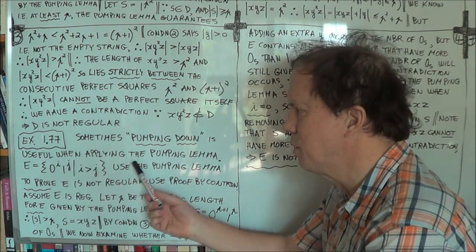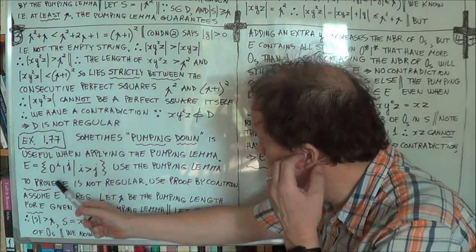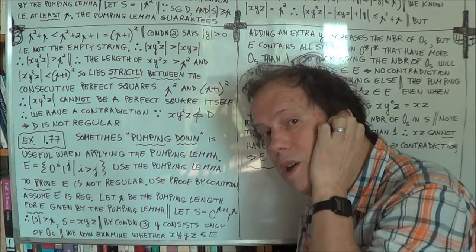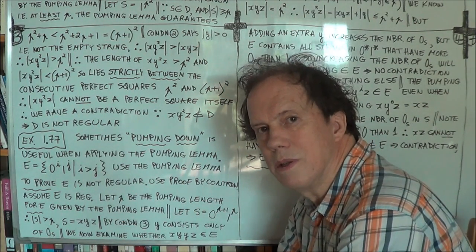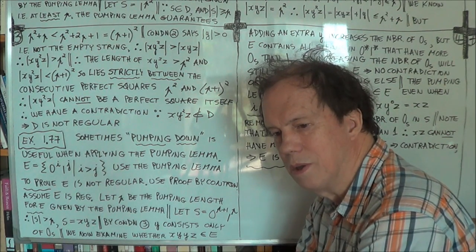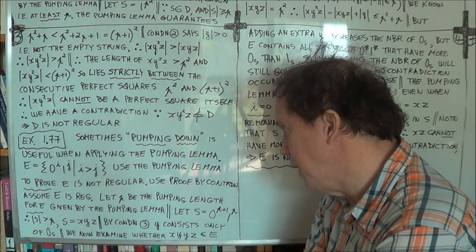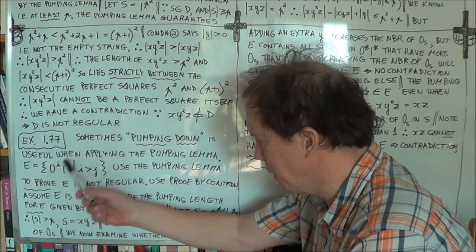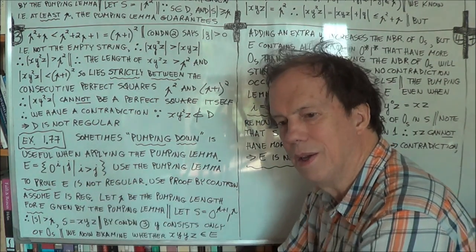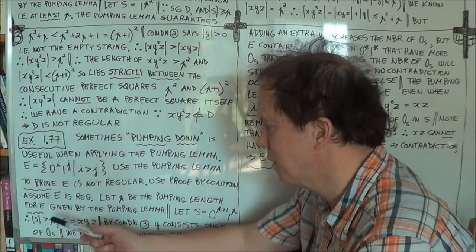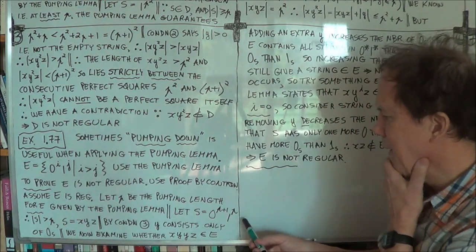As usual, this is like the fifth time we're doing this. We're going to use the pumping lemma to prove that this language is not regular, again using proof by contradiction. That pattern has been the same throughout these five examples. So as usual, by contradiction, we assume the opposite of what we're trying to prove. We're trying to prove that E is not regular, so assume E is regular, and let p be the pumping length as usual.